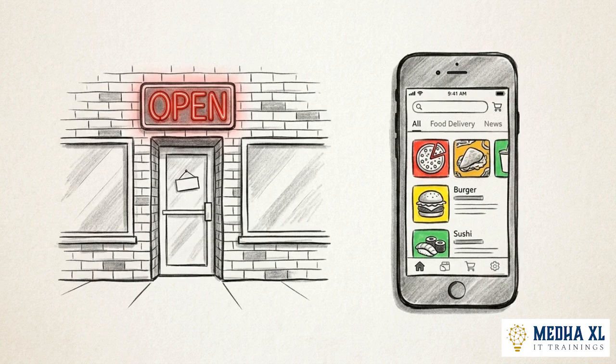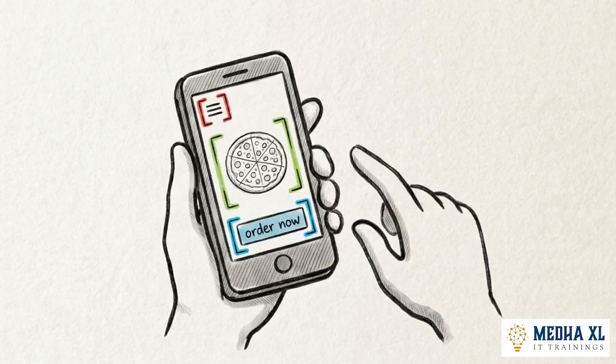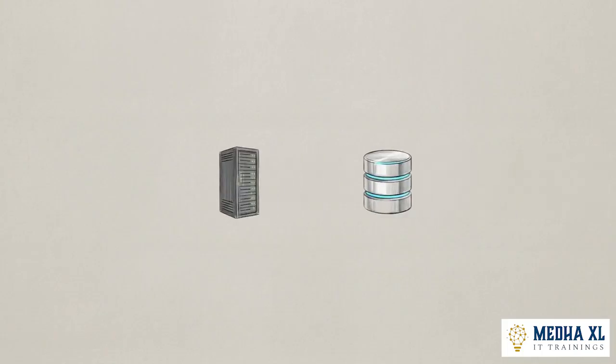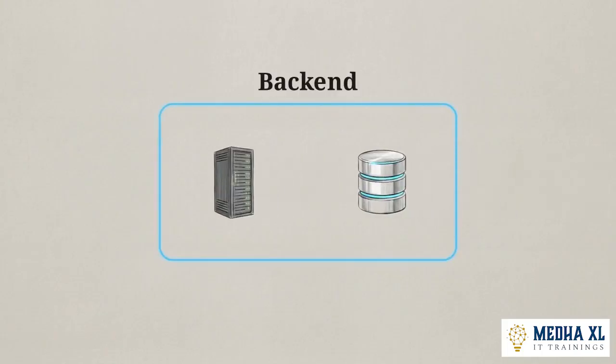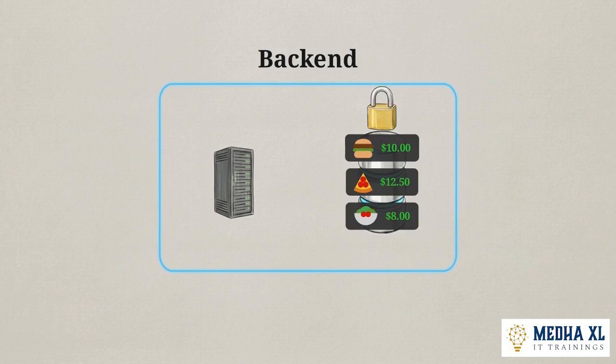Let's translate that physical restaurant into a digital architecture using an app like Swiggy. The interface you see on your phone, the menus, buttons, and images, is the front end, also known as the client. On the other side is the backend, consisting of the server and the database. This is where the actual business logic lives, and where all the restaurant data is securely stored.